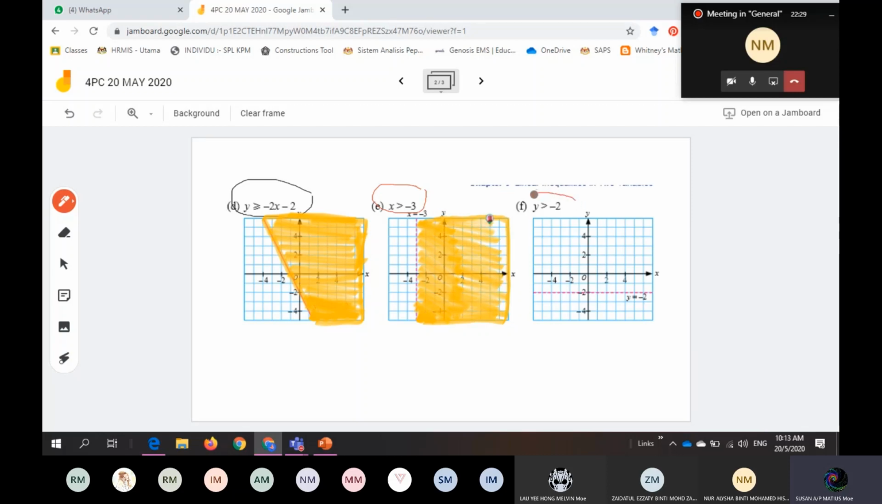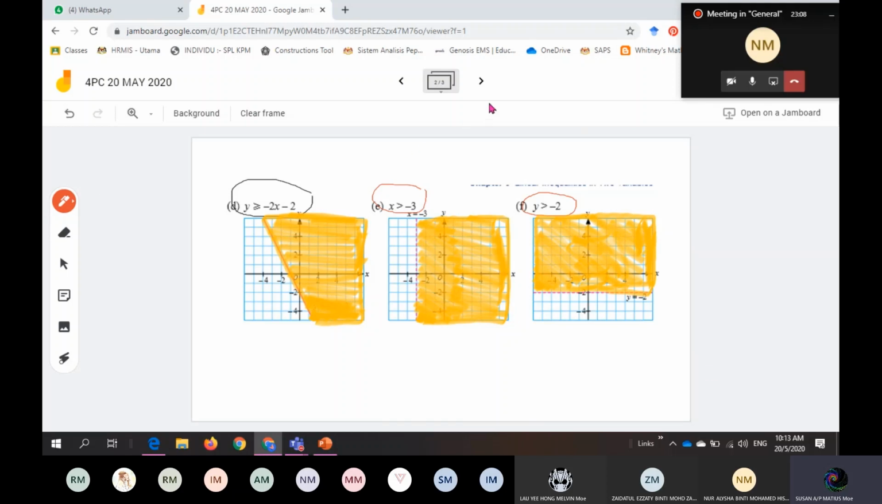And the last one is y greater than negative 2. Again, dash line because there's no equivalent sign. Greater than means it's up. So guys, isn't this easy? Just identify the inequalities and then decide which is the region that you're going to color. So we are done with that.